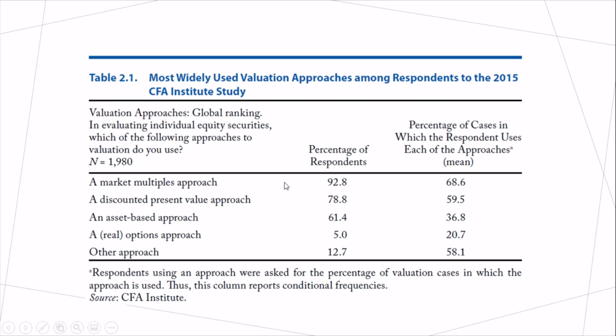92.8% of those respondents answered they are using the market multiples approach, and 78.8% said they are using the discounted present value. And then last, or rank 3, is 61.4%. They say they are using the asset-based approach, and then the real or options approach, then other approaches. So basically, this top 3 is what we will discuss for this particular topic, although it is a two-part series. I chose it because it is the most significant, so that you can relate when it is discussed.